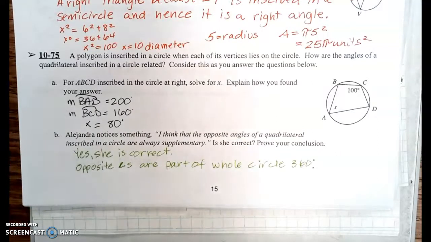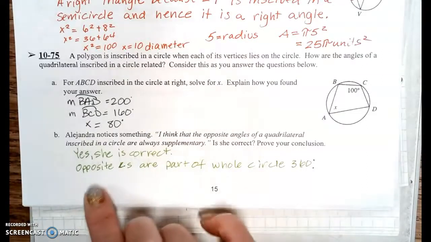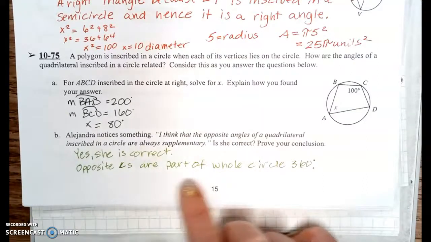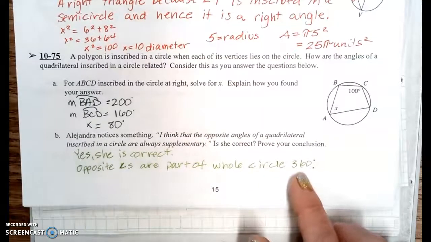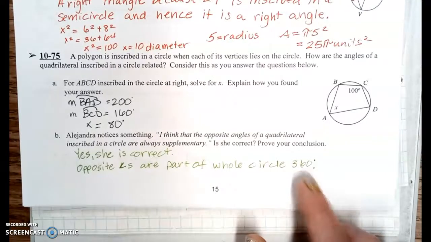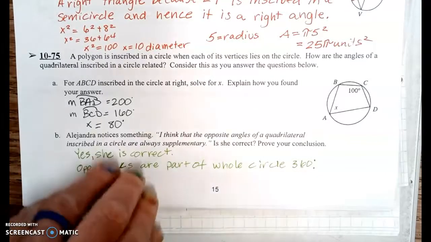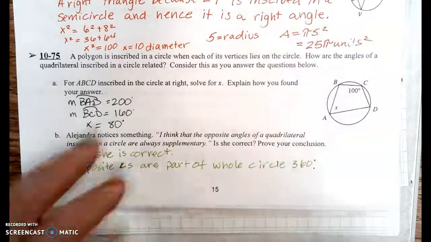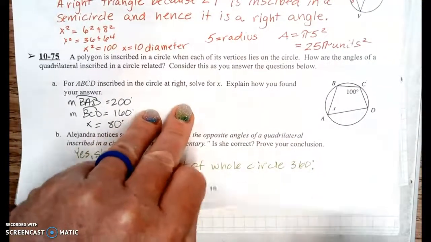Alejandra notices something. I think that the opposite angles of a quadrilateral inscribed in a circle are always supplementary. Is she correct? Okay, so yes, she is correct, because opposite angles are part of the whole circle, which is 360. So half of 360 is going to be 180, so half and half of 360 would each be 180. Go ahead and turn over to the top of page 16.